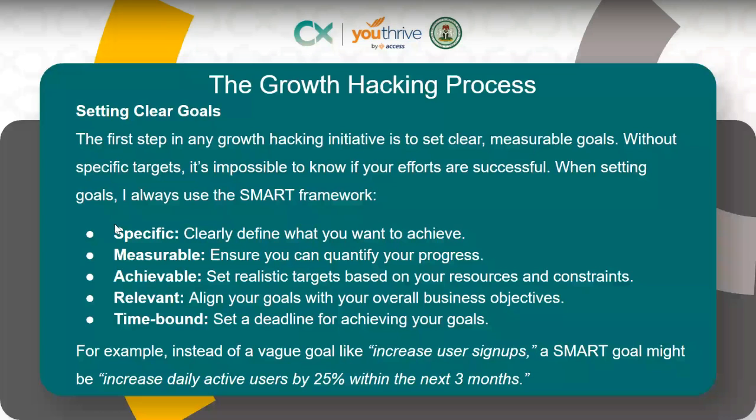All right. It is impossible to know if your effort is successful without being specific or having a set of targets. So you have to be smart in your approach, and all of us know what the SMART framework is, which is specific, measurable, achievable, relevant, and time bound. I'm not going to go into details because I believe everybody knows the SMART goal setting approach. All right. So, for example, instead of a vague goal like increase your user sign up, a SMART goal might be increase daily active users by 25% within the next 3 months.